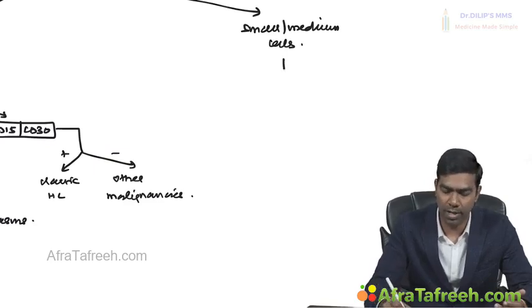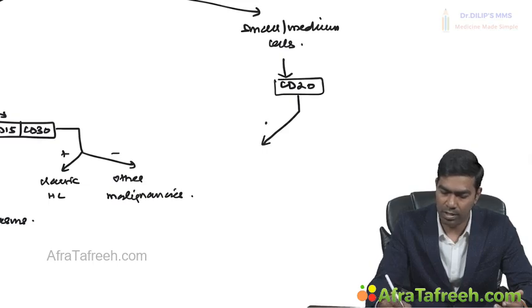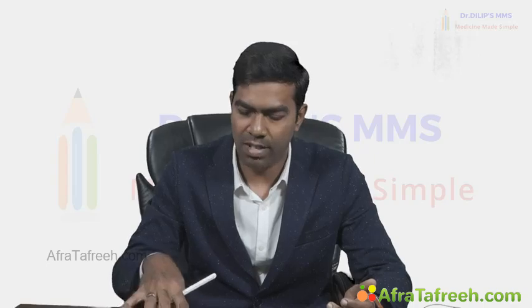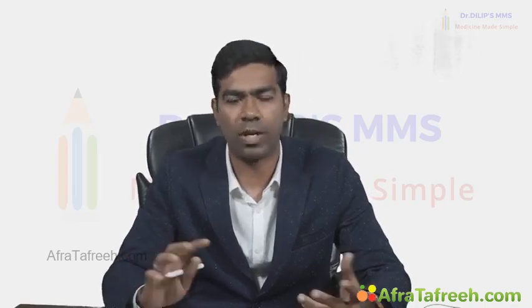If you see a small or medium cell, the first thing you have to do is again CD20, not CD45 in this case. CD20 can be positive or negative. Having predominantly small cells and CD20 negativity is very rare, to be honest.